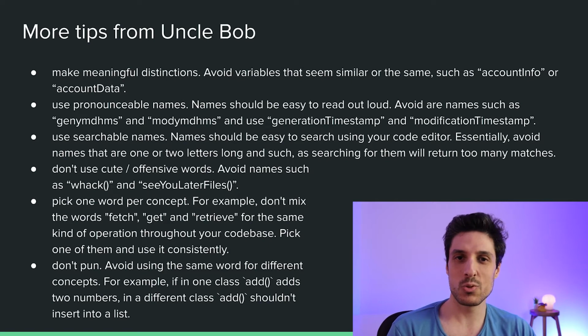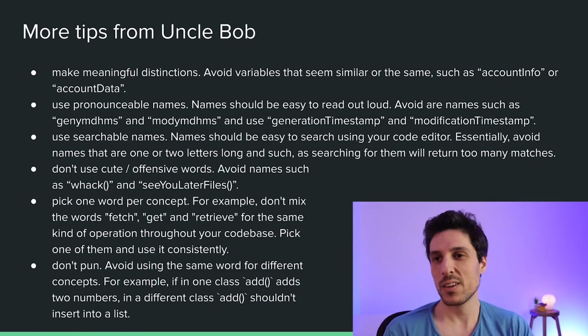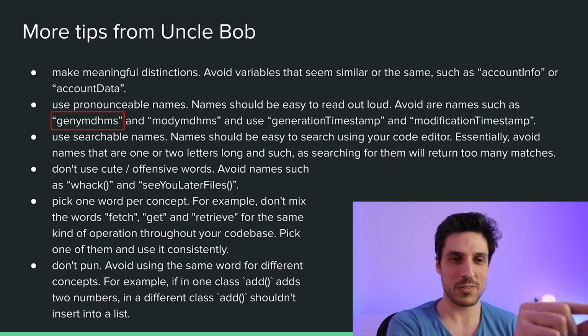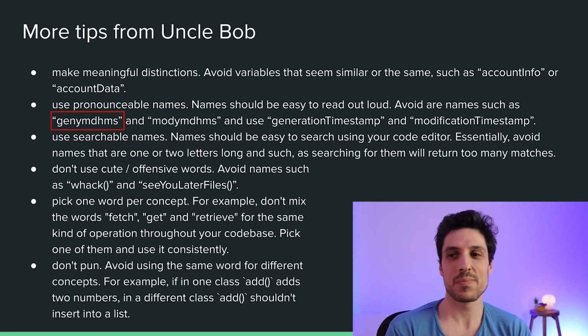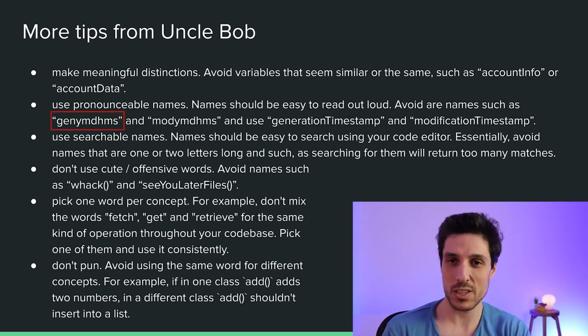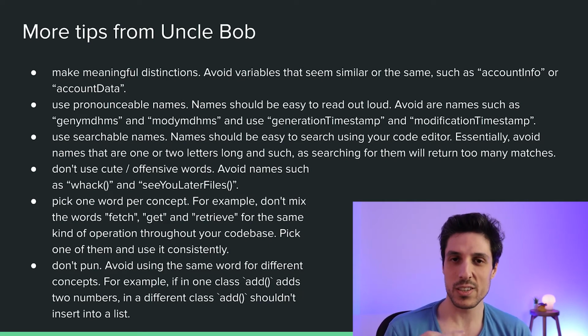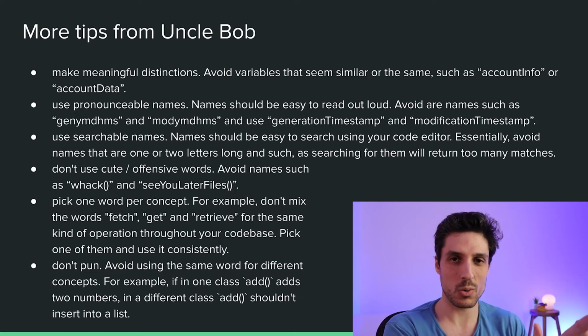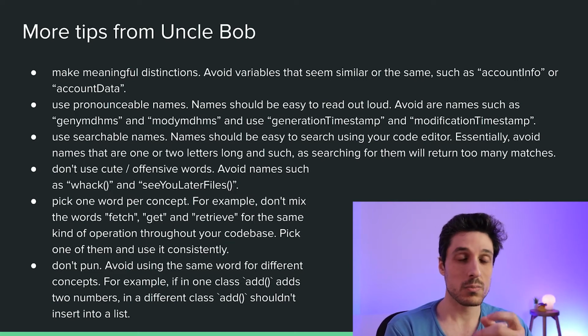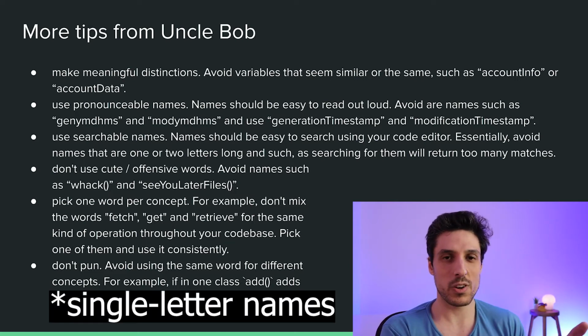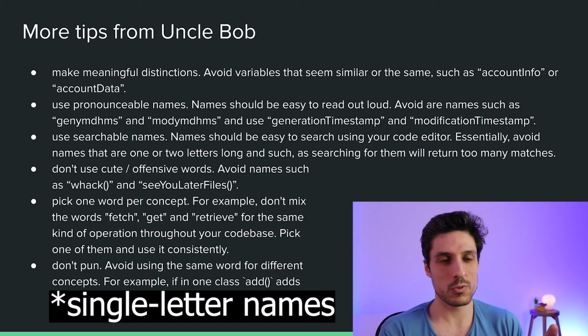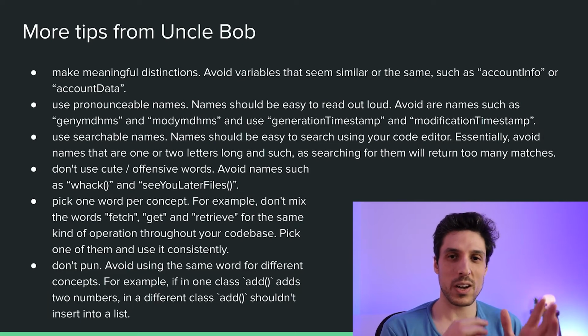The next point is to use pronounceable names, okay? Don't use a name that you can't pronounce. Use something like generation timestamp or modification timestamp instead, something that you can pronounce easily. Another one is to use names that you can search for easily in your code editor. Particularly, you want to avoid single-letter variable names, as we already said, because if you try to search for that throughout your code, you're going to get 100 matches and you're not going to be able to find your variable.